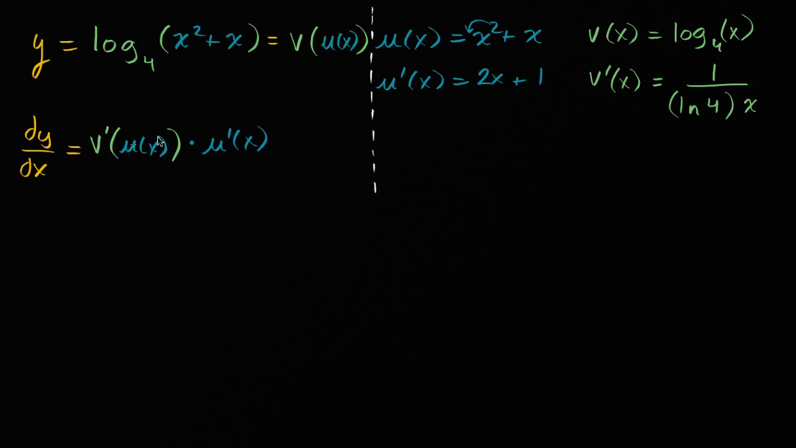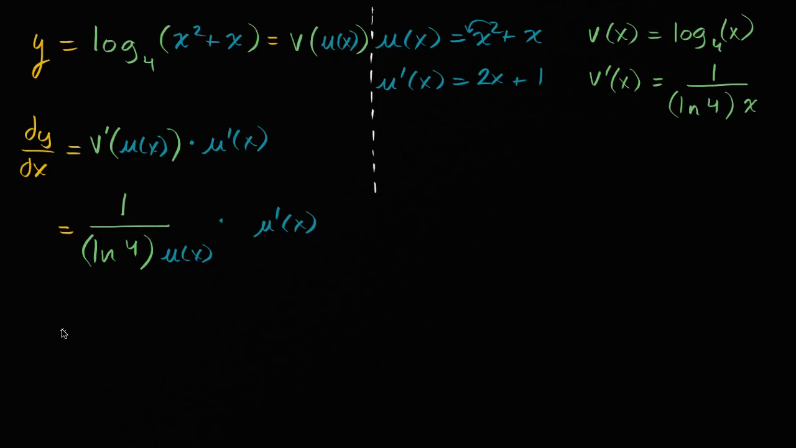Well, what is v prime of u of x? We know what v prime of x is. If we want to do v prime of u of x, we would just replace wherever we see an x with a u of x. You're taking the derivative of the green function with respect to the blue function. So it's going to be 1 over the natural log of 4, times, instead of putting an x there, u of x, and then of course that whole thing times u prime of x.